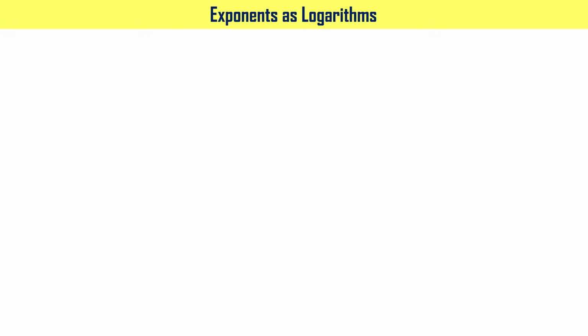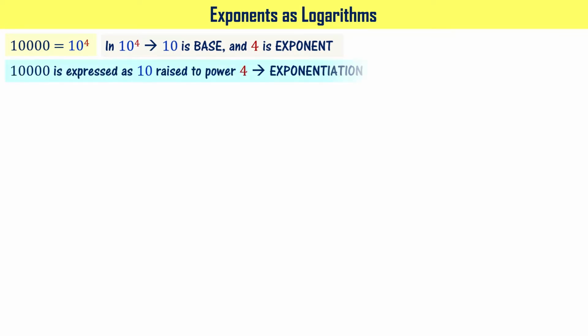Let us now learn to write exponents as logarithms. 10,000 can be written as 10 power 4, right? Here, 10 is the base and 4 is called exponent, right? We say that 10,000 is expressed as 10 raised to power 4. When you express some number as a base raised to a power of something, then we say that that process is called exponentiation, right?